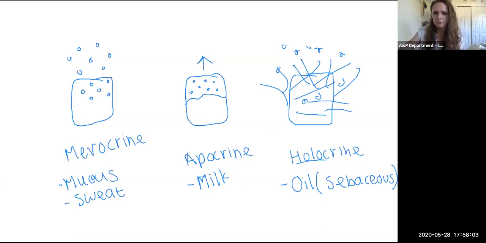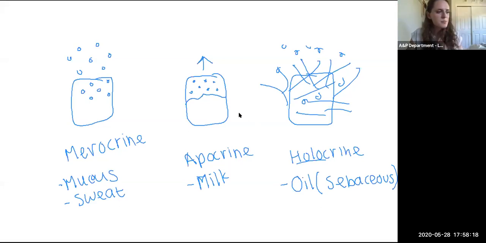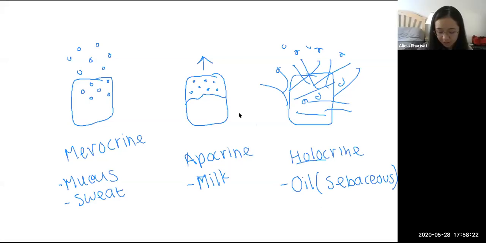Questions with those? Student: So these three crine glands, they all happen outside? Yes, these are all going to be exocrine glands. Sorry, that would have been a good thing to point out. Student: No problem, I was just thinking outside the body. Yep, good connection.